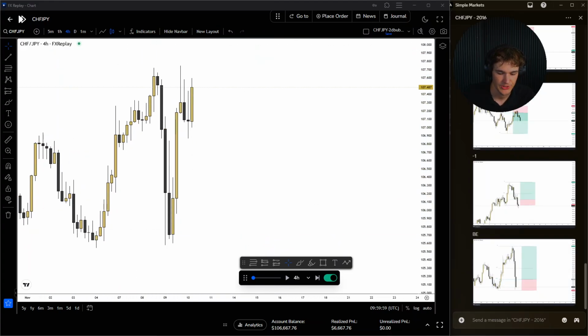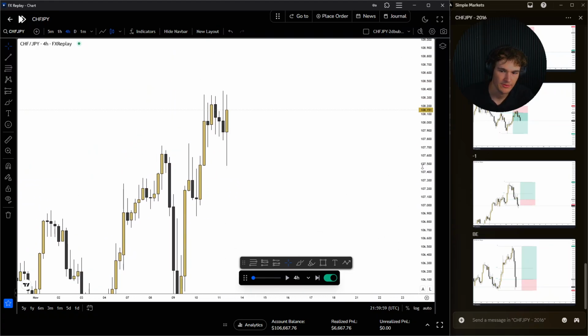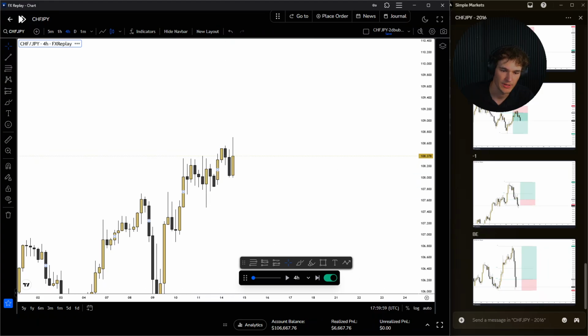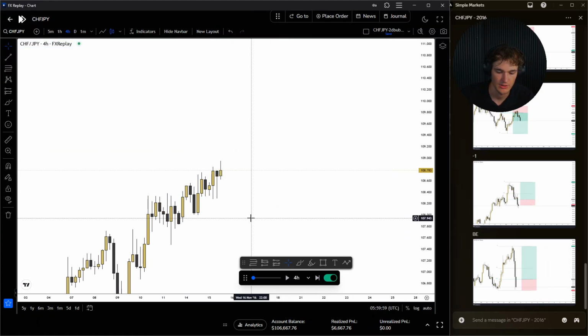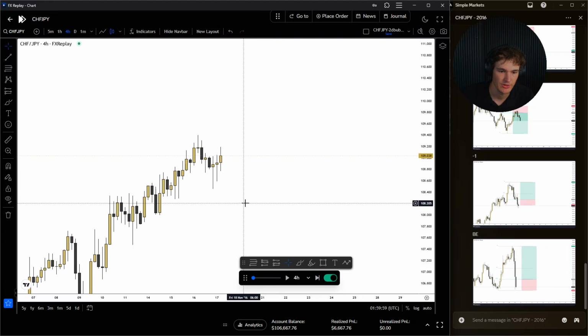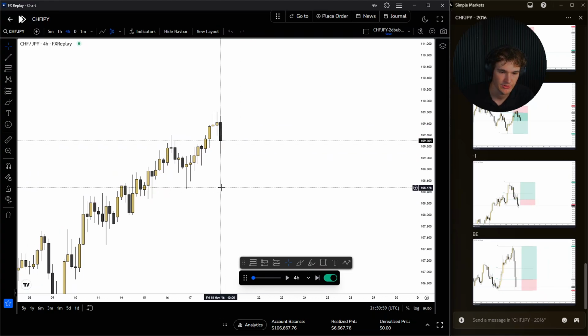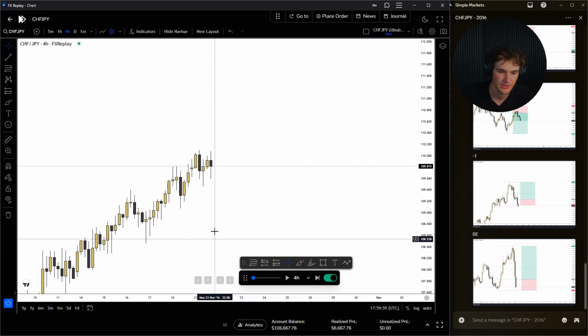So people need to understand the complete image, right? It's not one pair that you're testing. It's not one pair that's going to determine if you're profitable or not. It's the combination of multiple pairs all at once combined basically into one strategy.